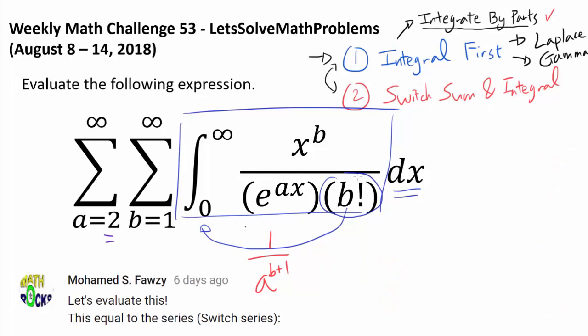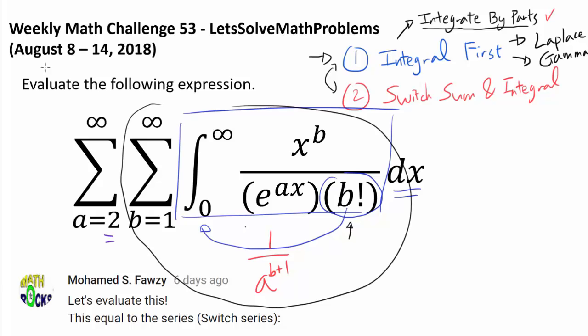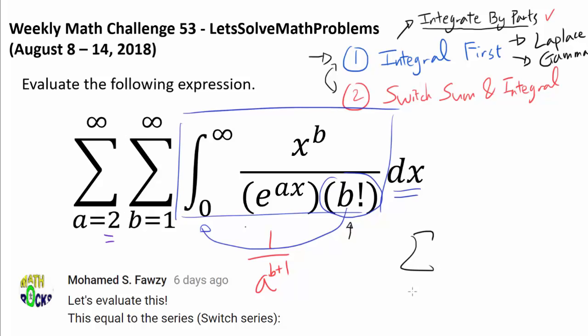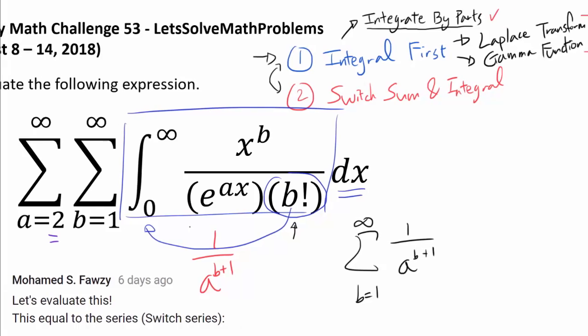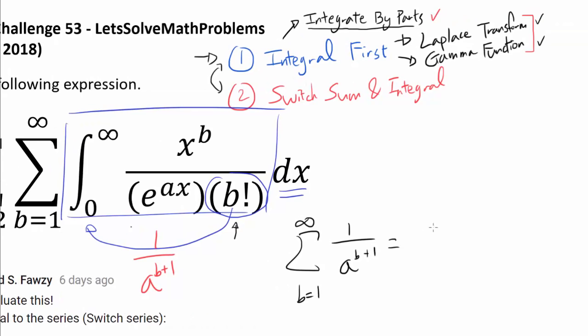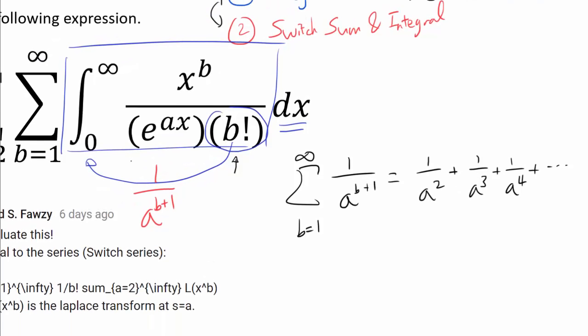So we know this entire integral evaluates to 1 over a to the b plus 1 power when we divide by b factorial. So now let's focus on the summation from b equals 1 to infinity of 1 over a to the b plus 1 power. Well, when b is 1, we get 1 over a squared. When b is 2, we have 1 over a cubed. Then 1 over a to the 4th. That's an infinite geometric sequence with common ratio 1 over a.